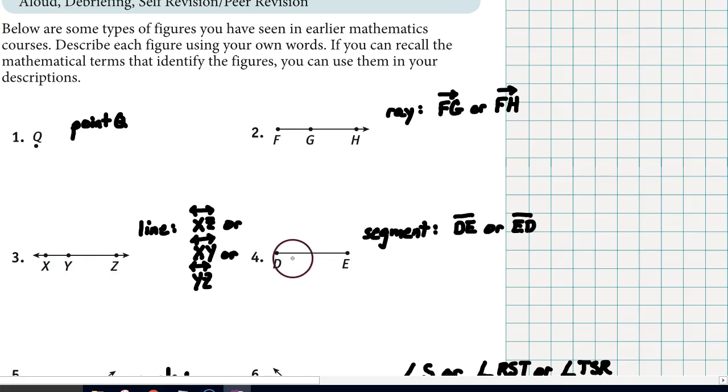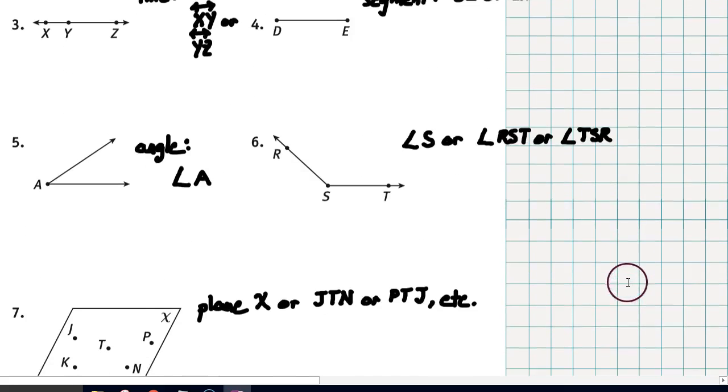Number 4, here you might call this part of a line, or you might describe this as a line that has endpoints, not arrows. The official word for this is a segment. And here we can label it as segment DE. So when you see this little bar above a pair of letters, you say the word segment. Or you could call this segment ED. Switching the letters around names the same segment.